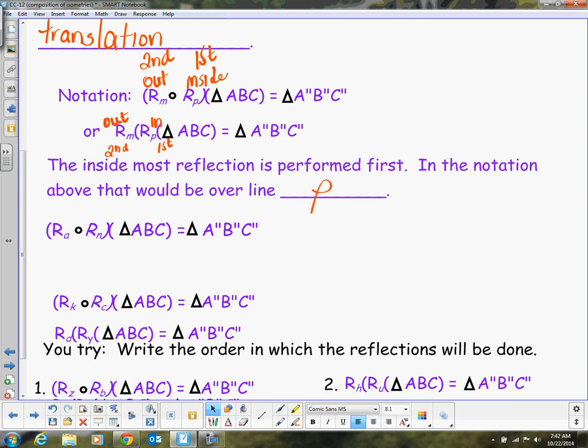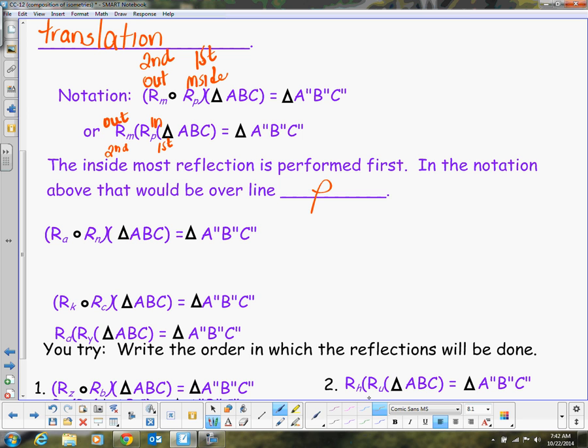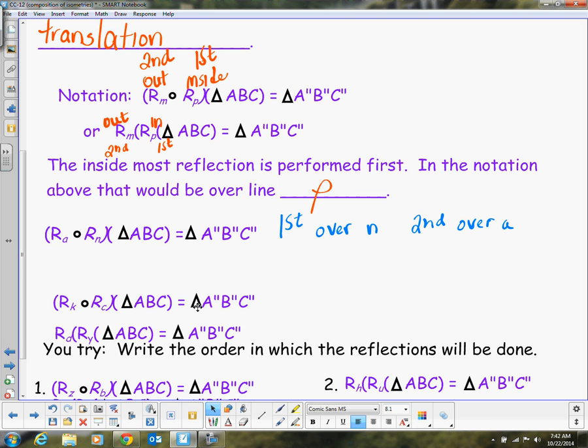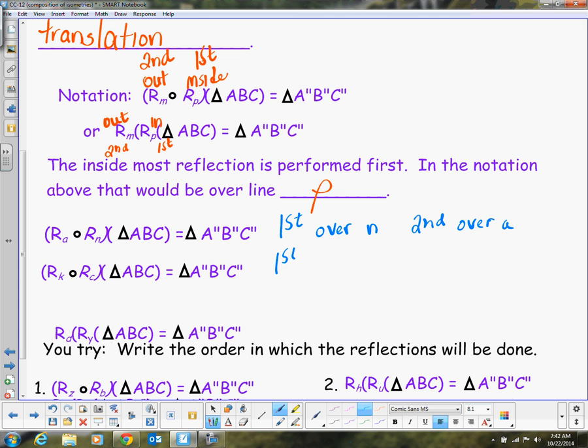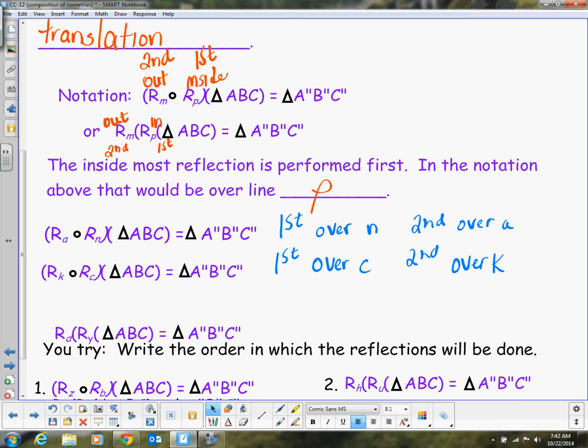So if we look at this, who is first? Over what line? Over N. And secondly, you'll do it over A. All right. MJ gets it. I need another volunteer. Who's first? Kayla E., who's going to be first? Over C, and the second one will be over K. Correct.